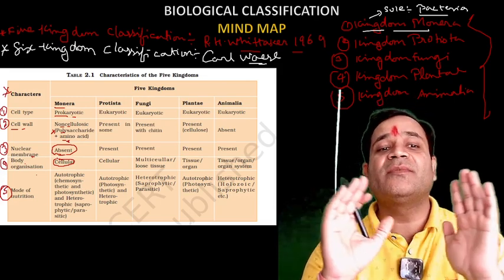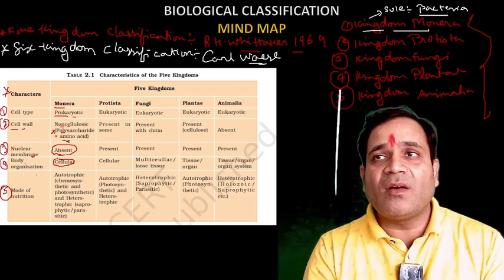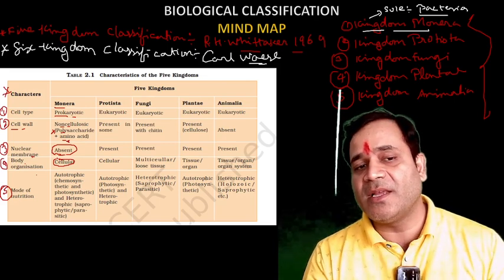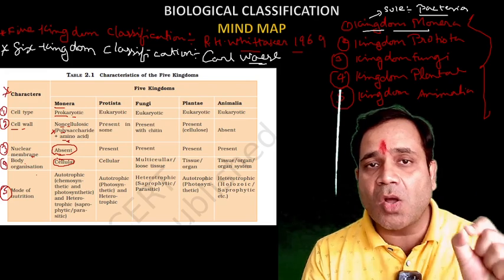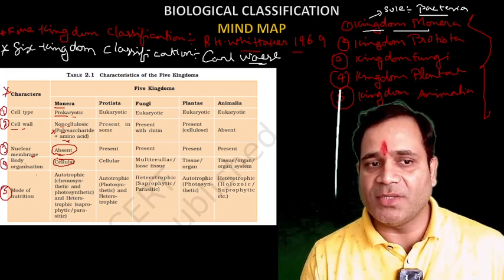Okay, so this is the thing that we must keep in mind. Whenever I classify any organism, the level of organization matters. Only the kingdom Monera, that is bacteria, belongs to the cellular level of organization, right?